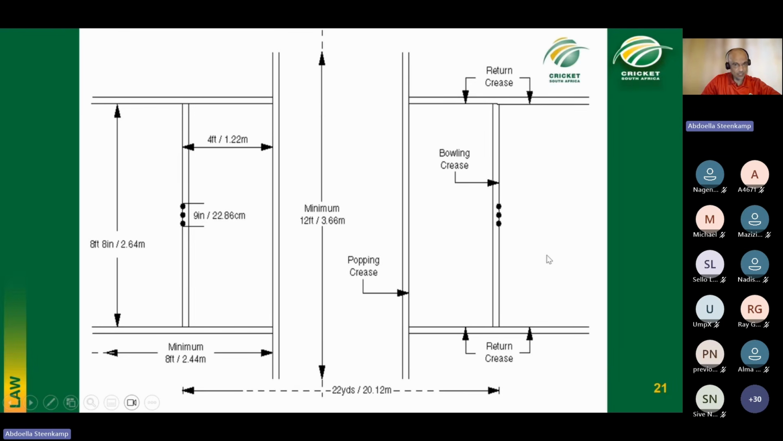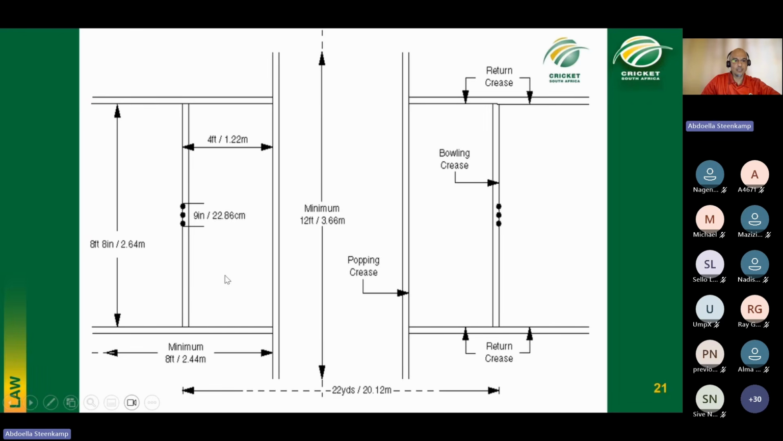So again, just to recap those names: popping crease, and this is the front, the one where the batters usually stand. The bowling crease, that's where you'll find the stumps, and these 3 dots here indicate the stumps, so that's the bowling crease. And then there are 2 return creases.